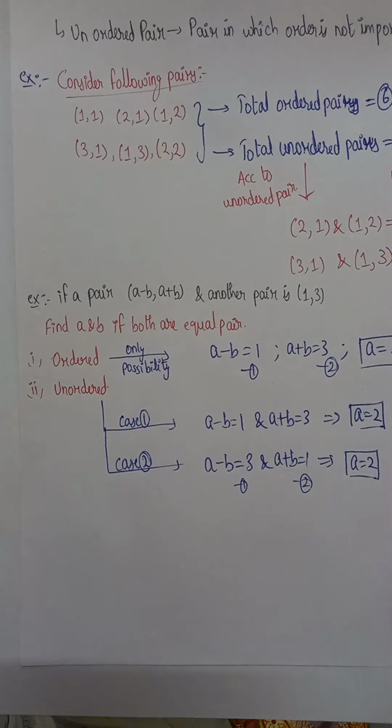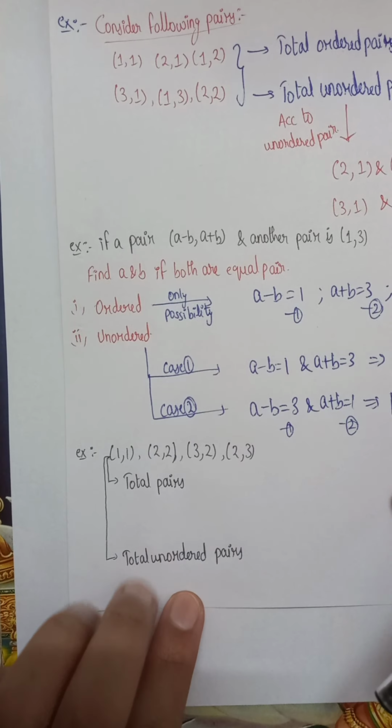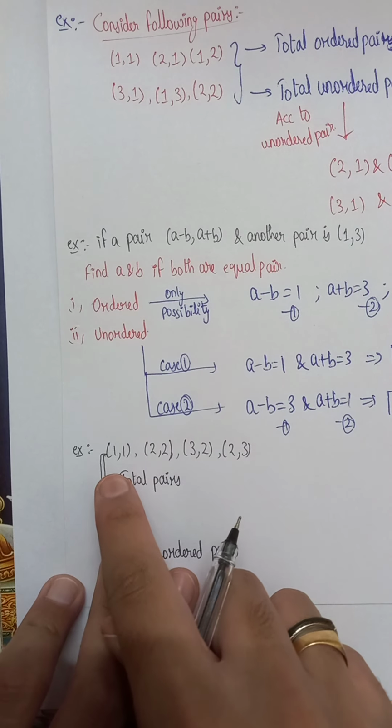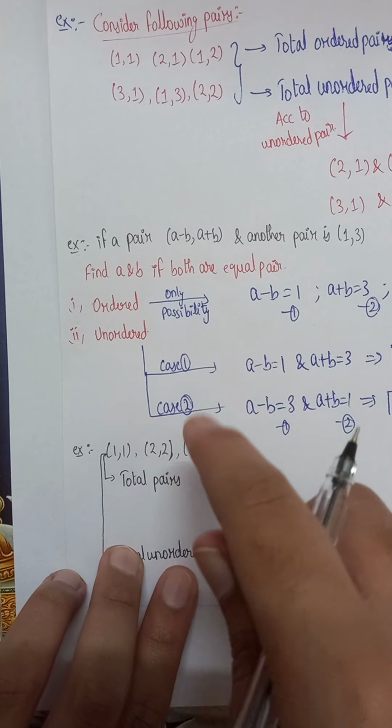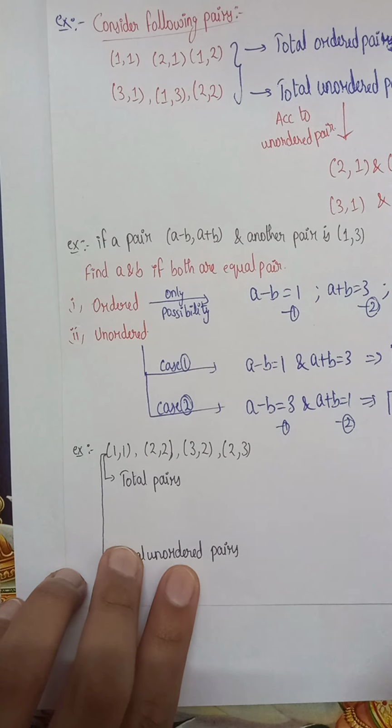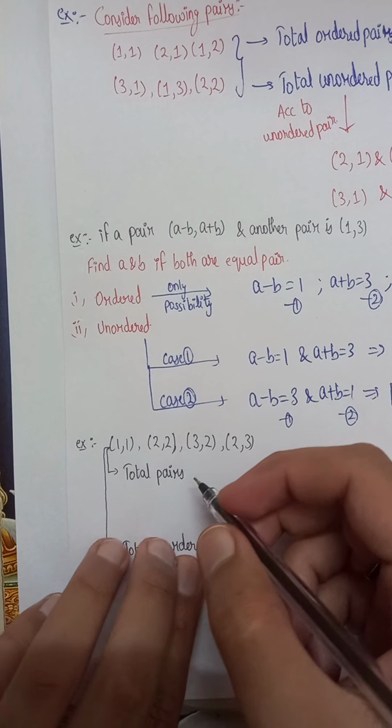So now let's move on to the last example. Okay, so this is the example. These are the given pairs: 1 comma 1, 2 comma 2, 3 comma 2 and 2 comma 3. Okay, it's asking what is the total number of pairs.